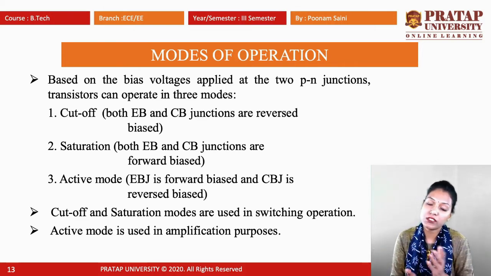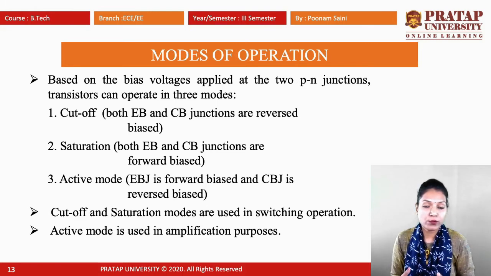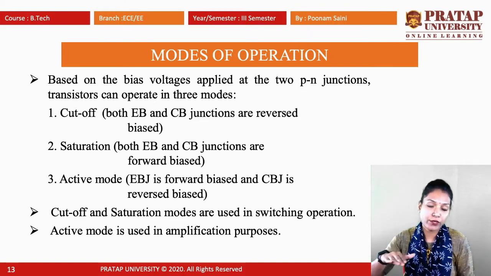In cutoff, both the junctions are in reverse bias, so the transistor is in the off state. When both junctions are in forward bias, there is the saturation point. After the saturation point, there is no variation. So this is also known as the switching operation.